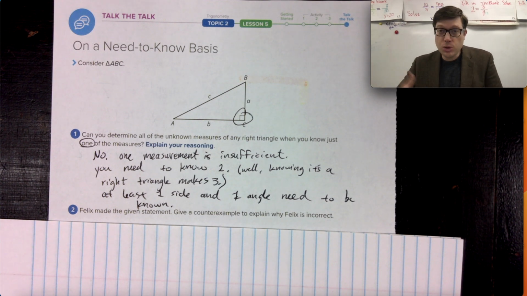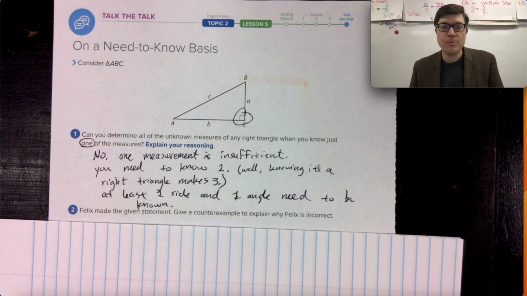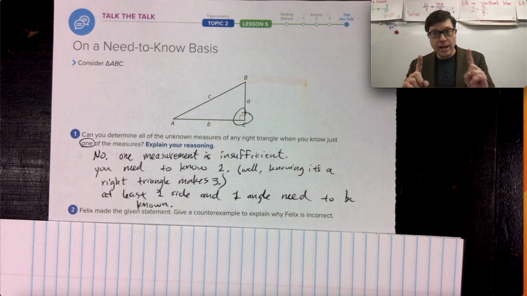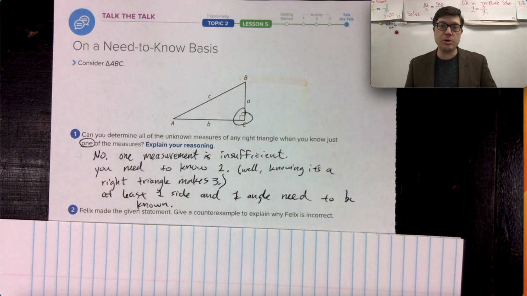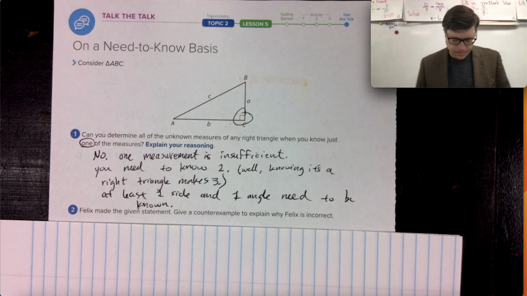If you have only one piece of information about the triangle, two technically because you always have to base it on right triangles, that's insufficient. You need to know two. At least one side and one angle need to be known in order for you to use trig ratios and those proportions to solve problems.